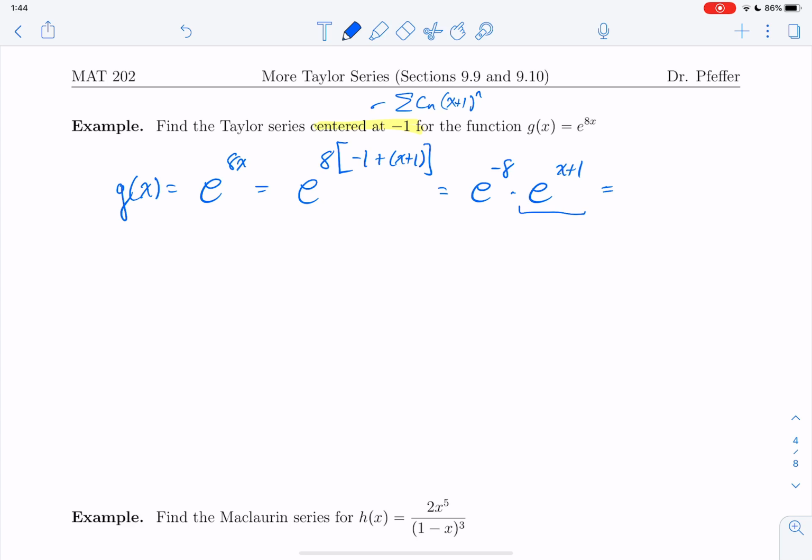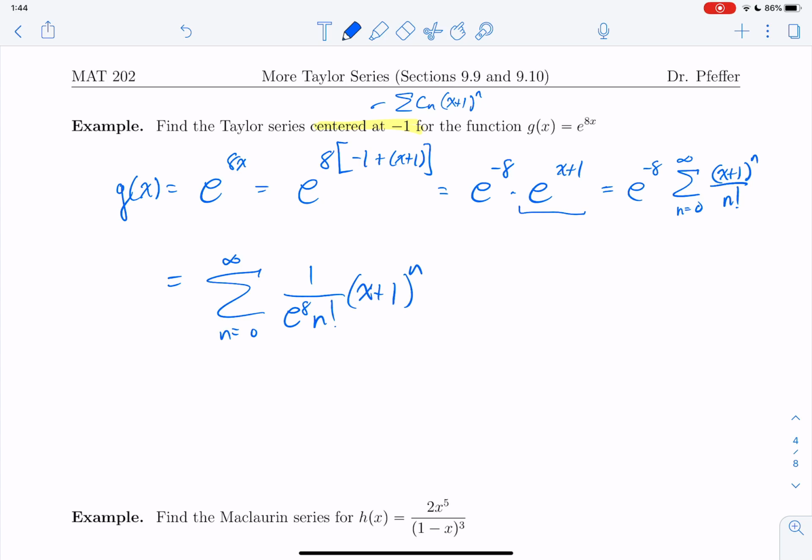And so here we're going to get e to the -8 times the sum from n equals 0 to infinity of x plus 1 to the n over n factorial. We can clean that up. This is simply going to become the sum from n equals 0 to infinity, 1 over e to the 8 n factorial times x plus 1 to the n. And that's going to be our Maclaurin series, or not our Maclaurin series, our Taylor series centered at -1. So again, just more algebraic manipulations that get the job done. That's kind of the key takeaway here.